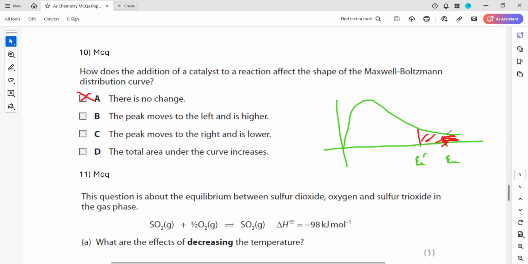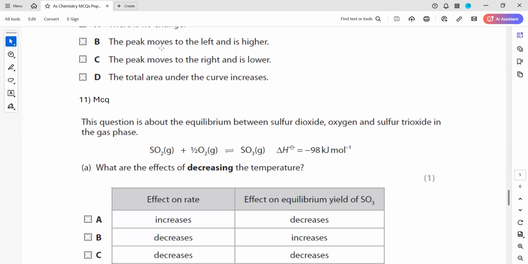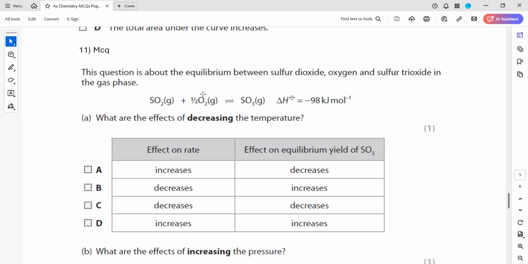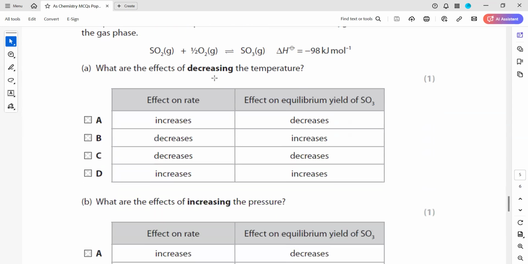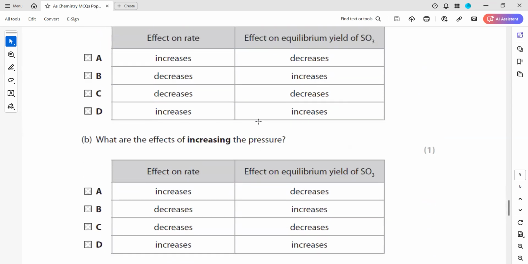So there is no change in the shape with the catalyst. With the change in temperature, yes, it changes the shape. With the change in pressure or the change in concentration, yes, the total area will change, but not with the catalyst.